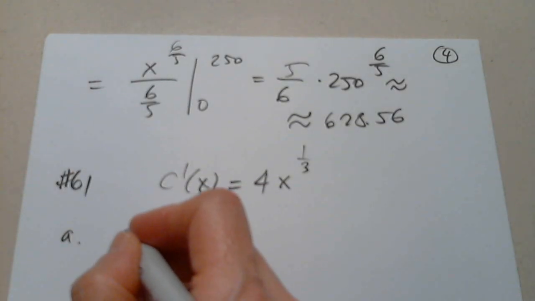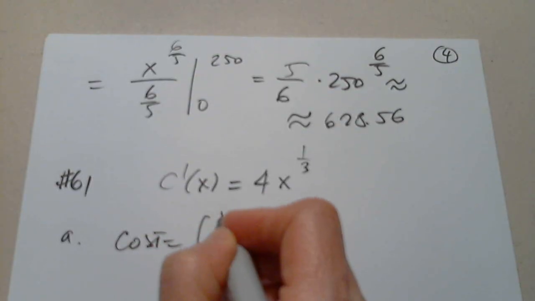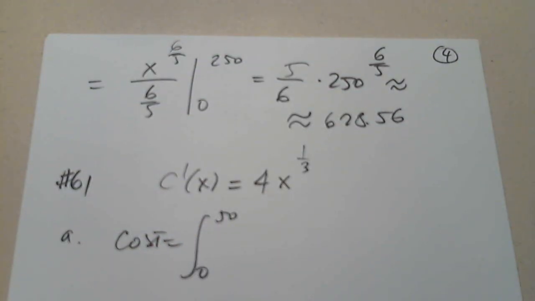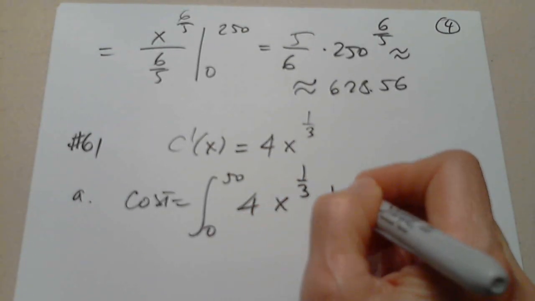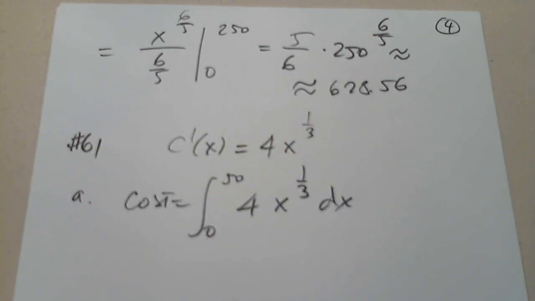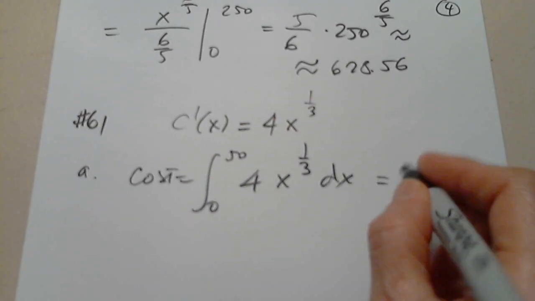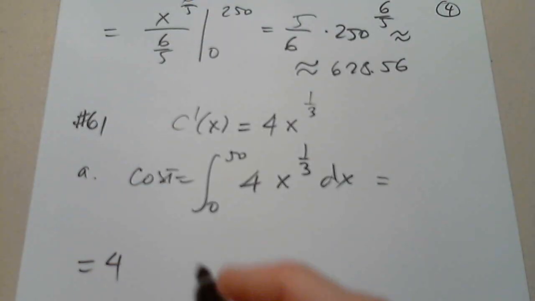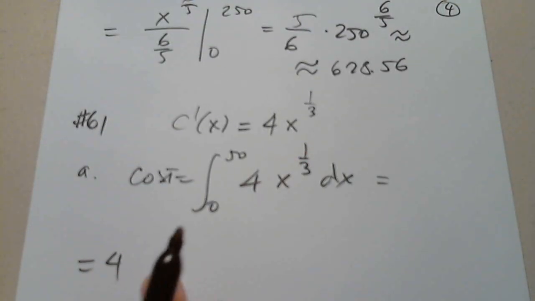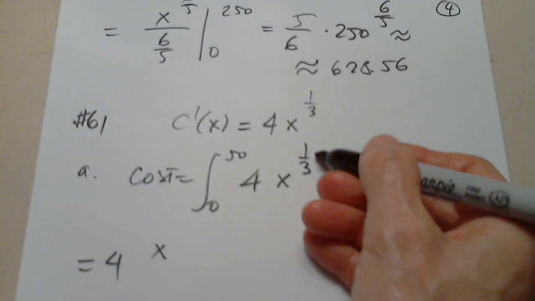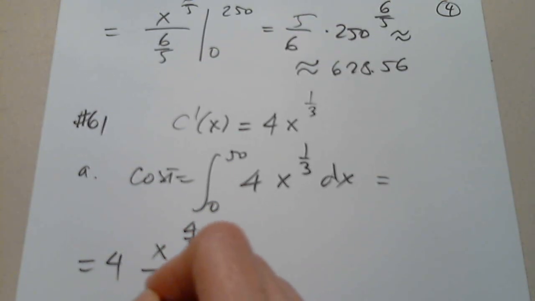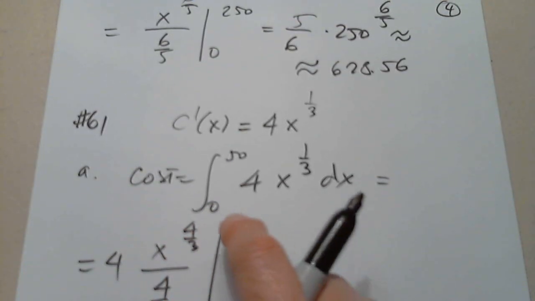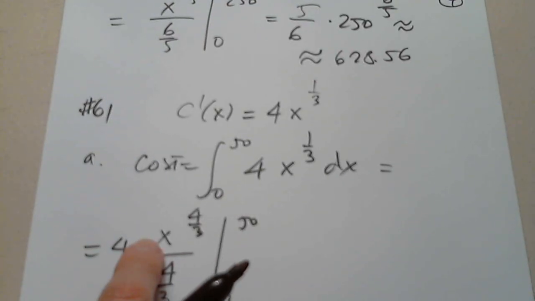So cost from 0 to 50, installing 50 square feet of the marginal cost, the integral of 4x to 1/3 dx. Continuous function here, we can apply the fundamental theorem of calculus. 4 goes outside. Which function prime is this? Always increase the power by 1, so 4/3, divided by 4/3 from 0 to 50. I always like the 0 here when it's a polynomial. If it's not a polynomial, then I will not get 0.